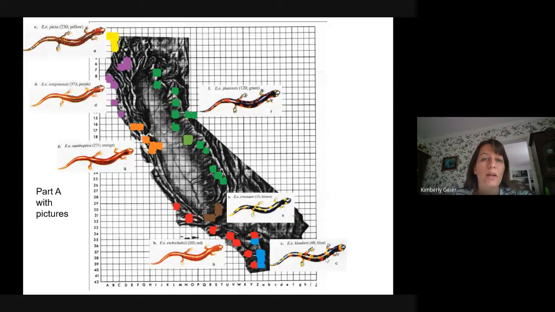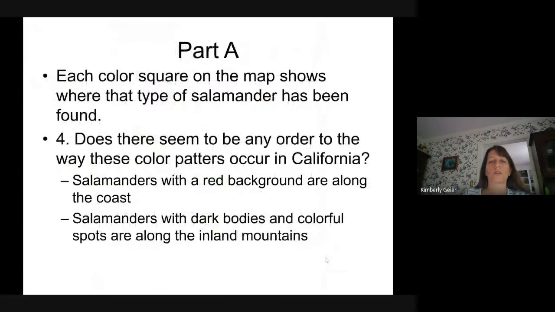So here's our map, and the green dots are all about this E. platensis salamander, which you can see has green next to it in the parentheses. So that's saying that that salamander was found on green, compared to the orange salamander, which is G. So take a moment to look at our map. So what was the color pattern? The salamanders with a red background are along the coast, and salamanders with dark bodies and colorful spots are along the inland mountains.